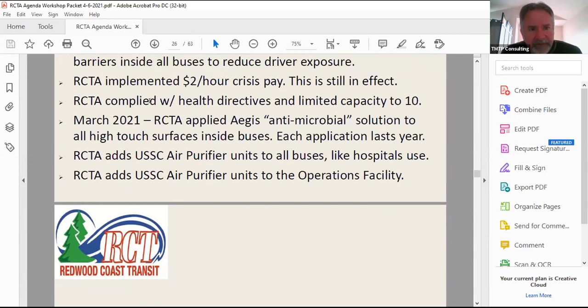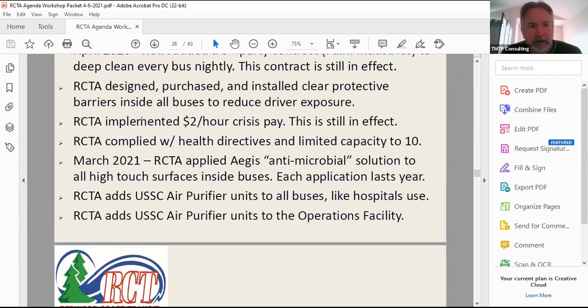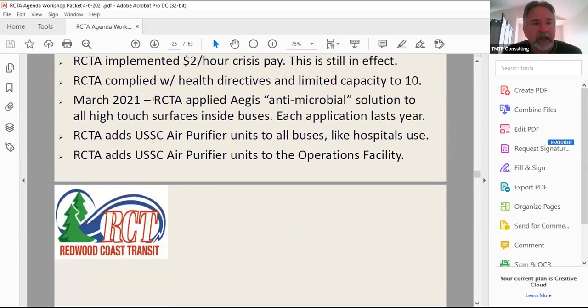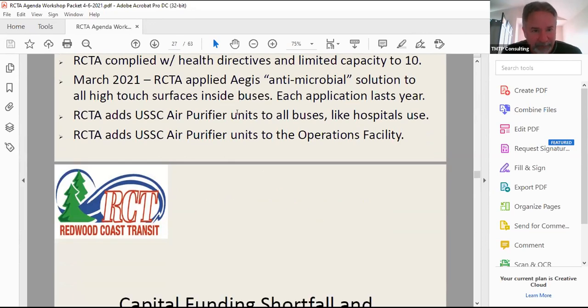These top four items that we just walked through were all implemented last spring, right in the heart of the pandemic. Just recently, because it took a while, we added some high-tech stuff. We applied an Aegis antimicrobial solution inside all the touch surfaces of the buses. This is a topical that basically creates a virus-unfriendly environment so that it's less likely to spread through touch. We ordered enough for about 5 years' worth of this product. We did our application for this year, and we got plenty more for the future. It lasts about 1 year per application, even with intense cleaning going on.